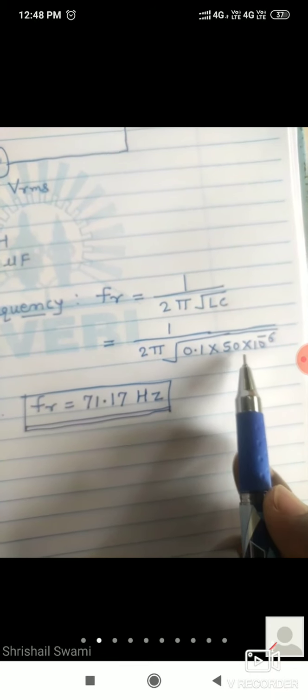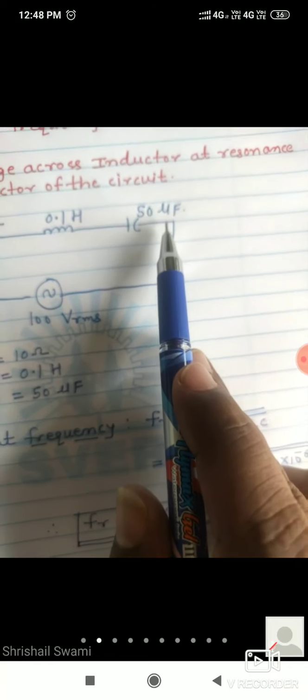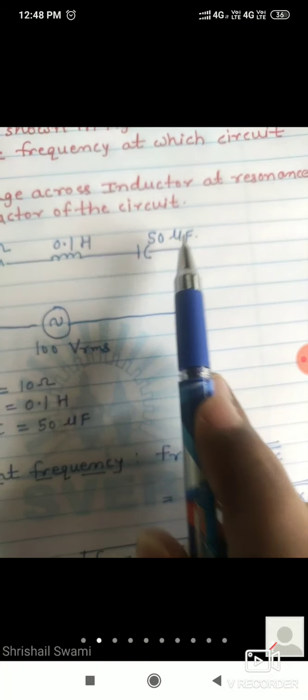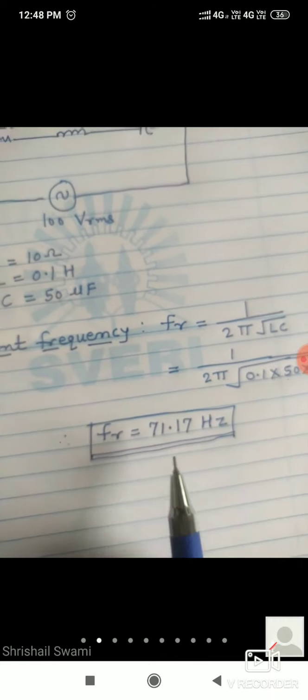Very simple calculations are there. You have to use the calculator properly and mention the values properly. Many students forget to mention 10 raised to minus 6 here and only put 50. But read the value of the capacitor carefully: 50 micro is there, and micro means 10 raised to minus 6. If you do not put 10 raised to minus 6, you will get the wrong answer.